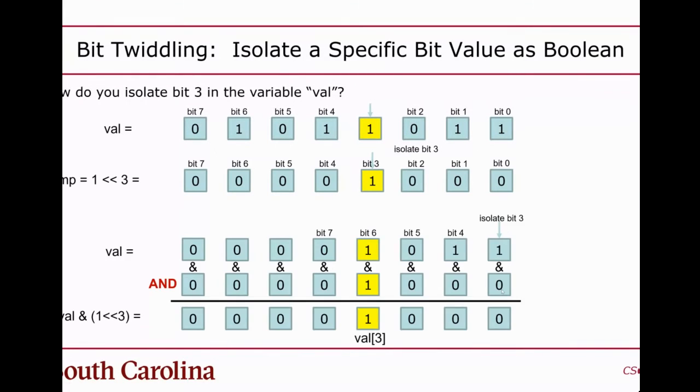Another option is you can take the value of 1, shift it 3 bits to the left, and then do a bitwise AND. That works too. The difference is that if you do it this way, the 1-bit value that you want to extract is not going to be right justified. It's still in bit 3, which is fine if you're just doing an if condition in C.